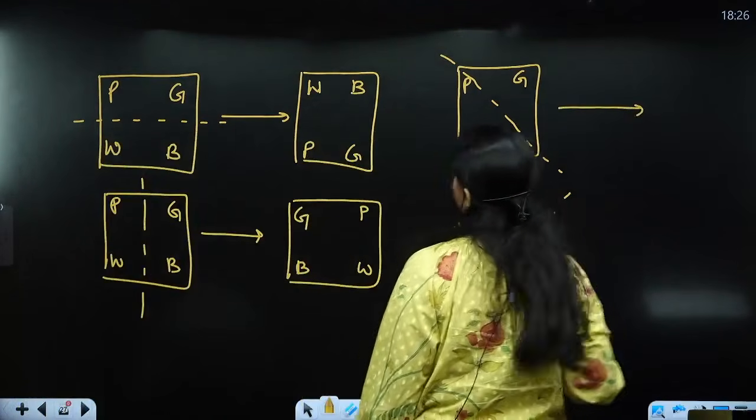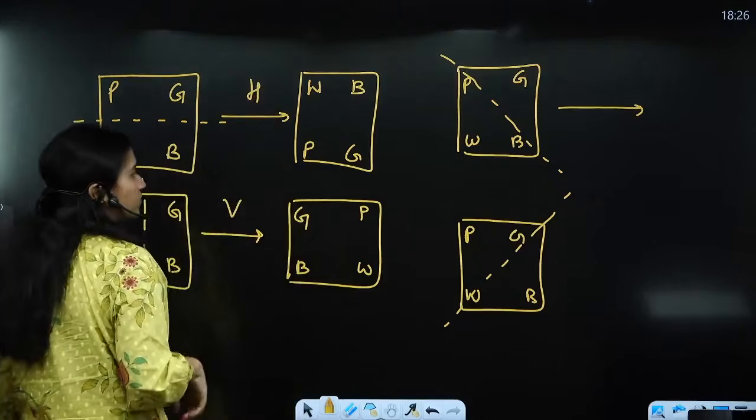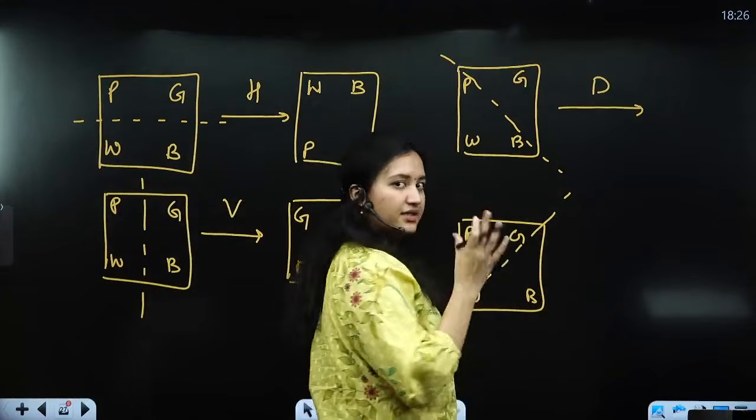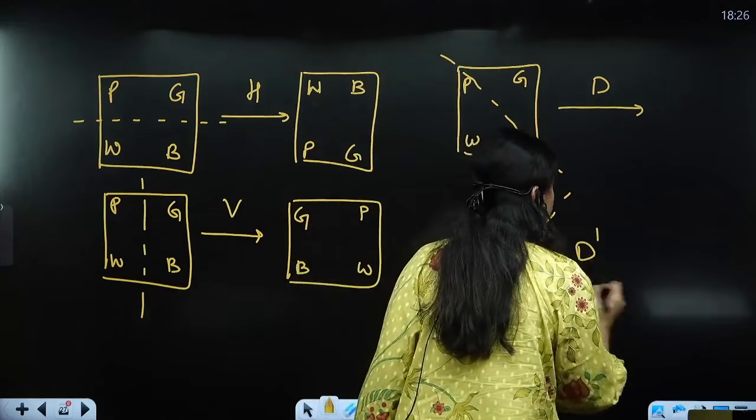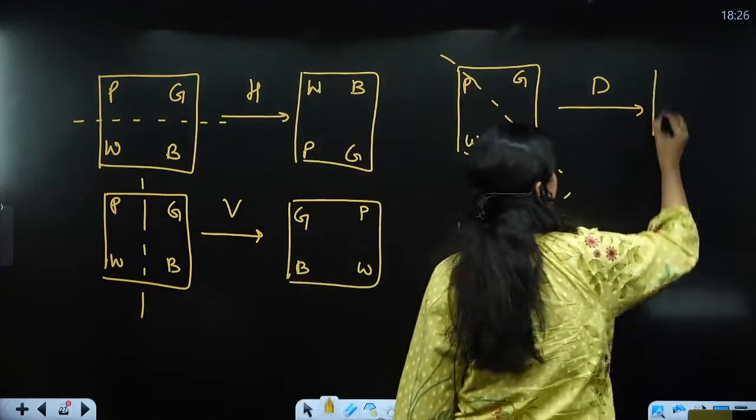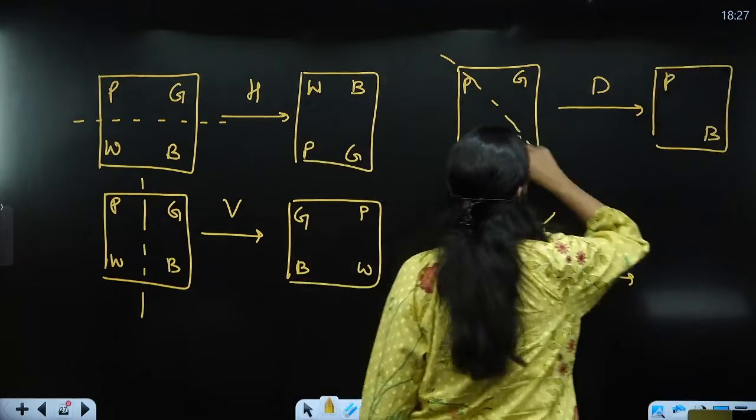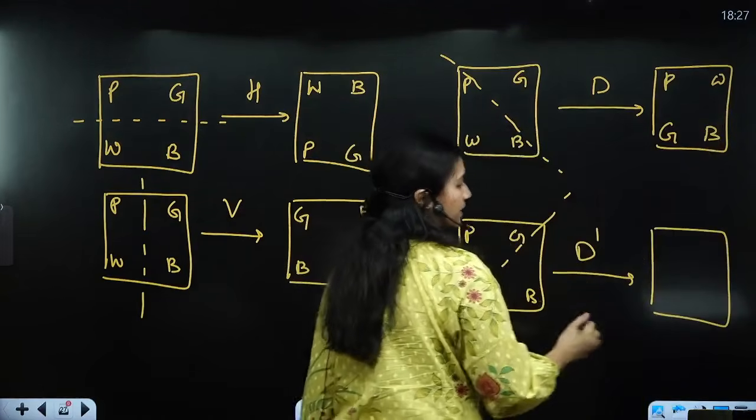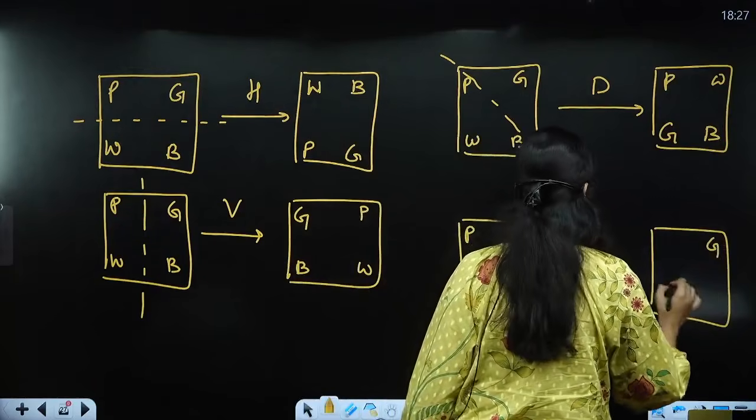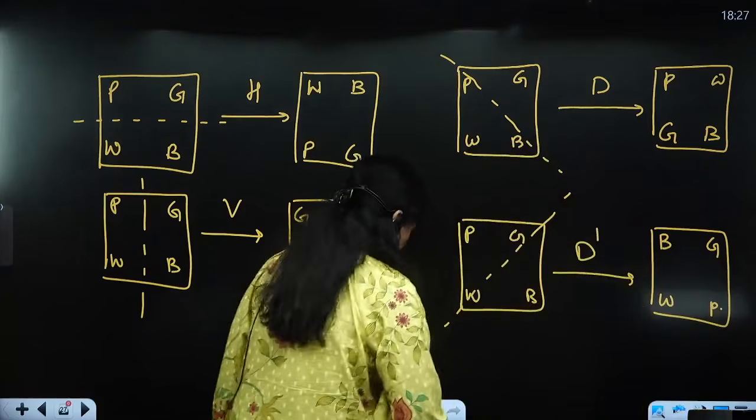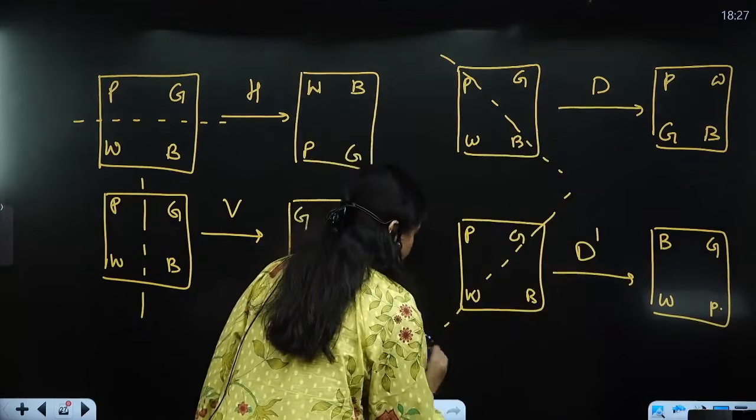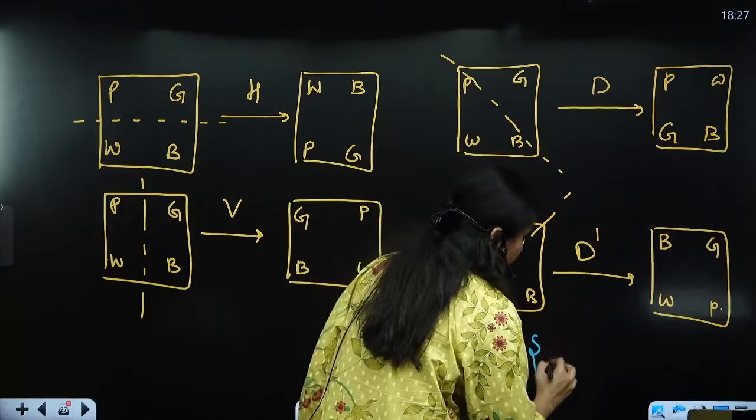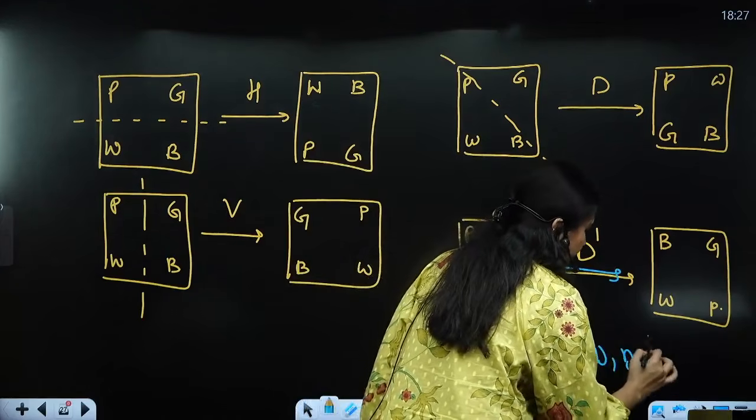These are known as reflection H, that is horizontal reflection, and vertical reflection. And then you have reflection along the diagonal, and then finally along the secondary diagonal. So P and B are going to remain intact. W and G are going to switch places, right? Similarly here, W and G are going to remain intact, and B and P are going to switch places. So what are the reflections? The reflections are H, V, D and D dash, right?